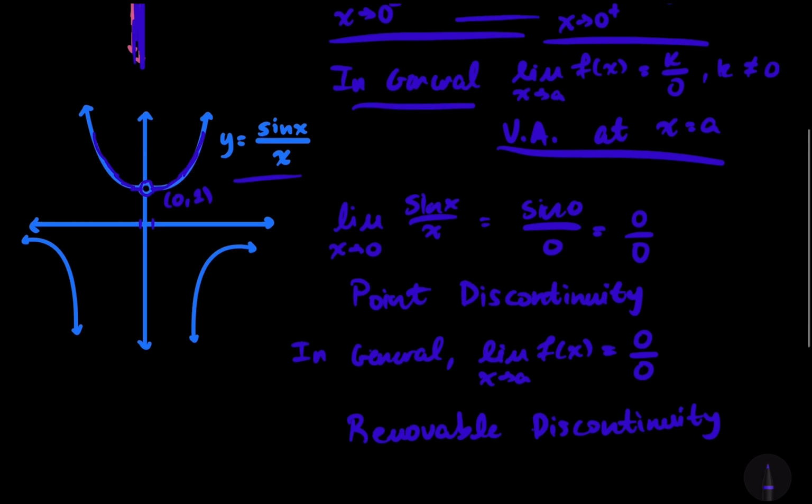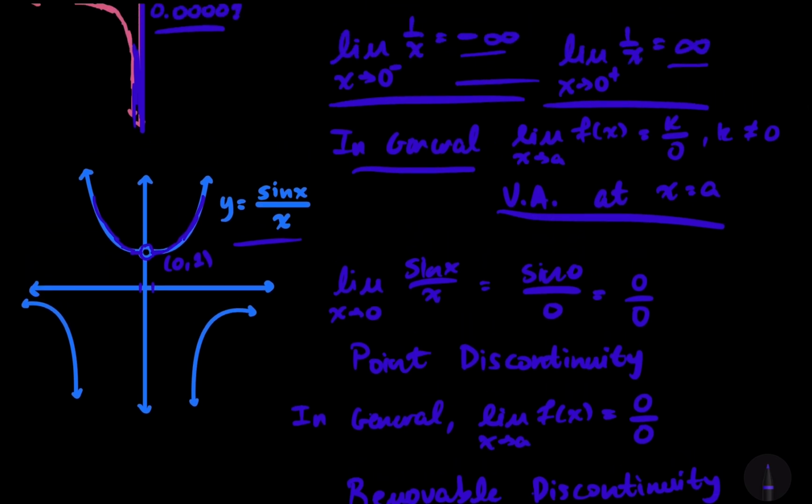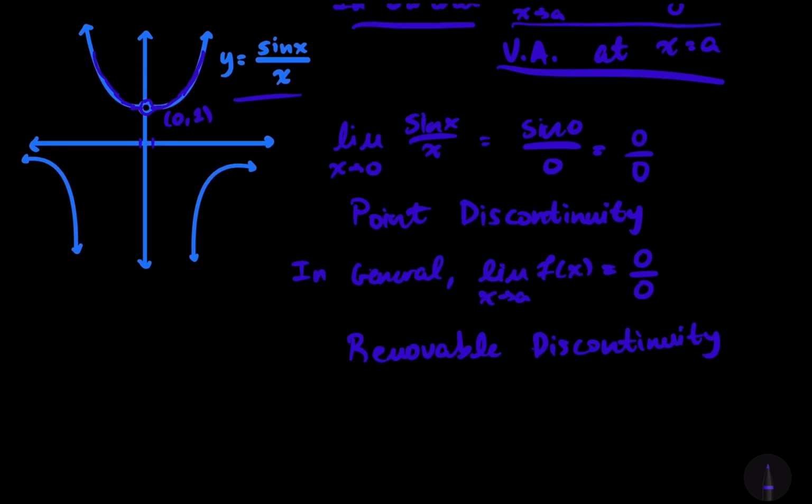In general, if you have some non-zero value divided by 0 after you use direct substitution, then we can say that there's going to be a vertical asymptote at x equals a, as we saw in this particular case over here. And in general, if you use direct substitution to evaluate a limit and you end up with this indeterminate form of 0 over 0, then you can say that you have a removable or a point discontinuity at x equals a.